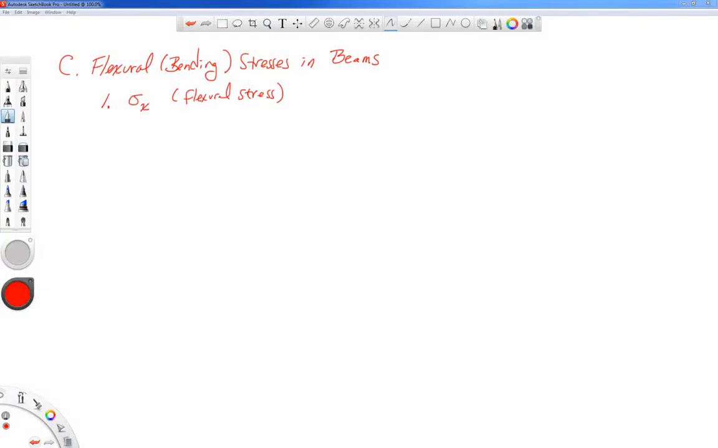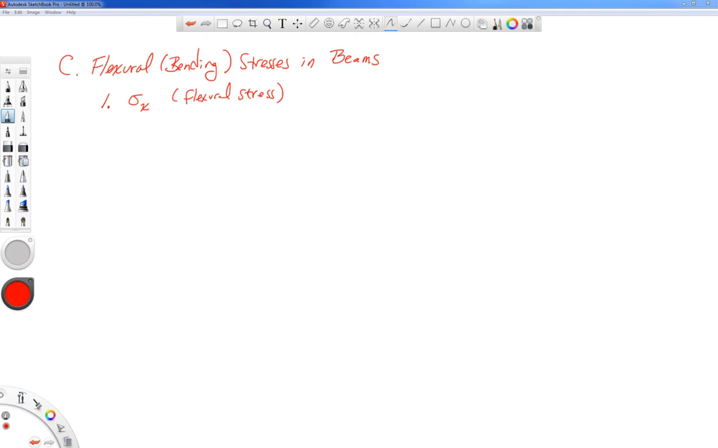Okay, today we're going to talk about flexural or bending stresses in beams. Now, in the previous lecture, we talked about the strain in the longitudinal direction of the beam, and we call that direction the x direction. We call the strain epsilon x. It was a normal or extensional strain.